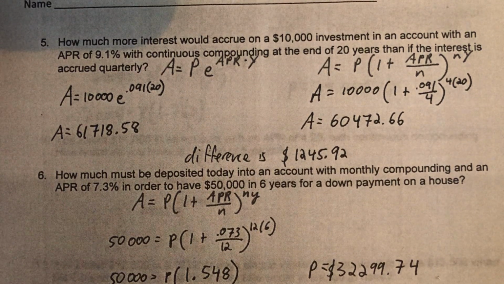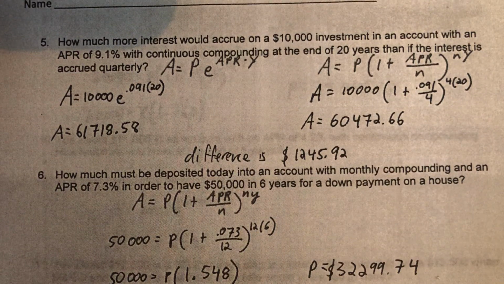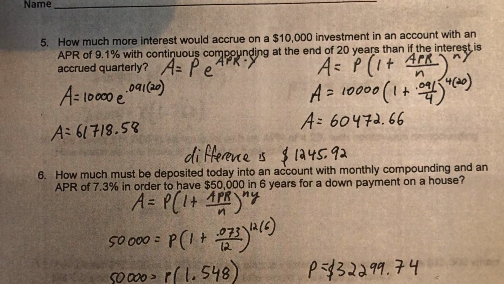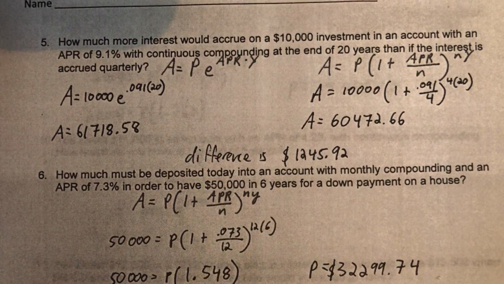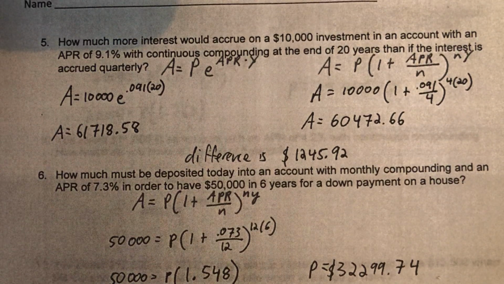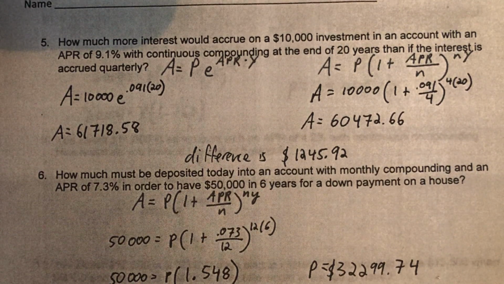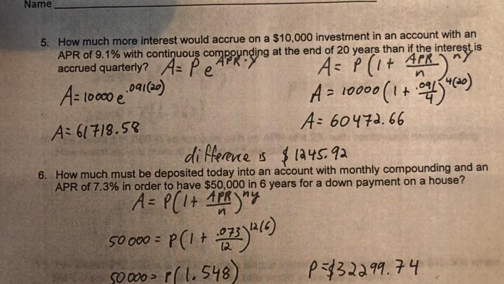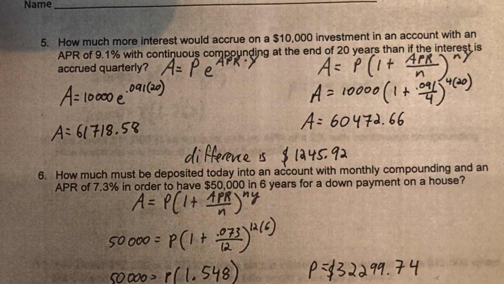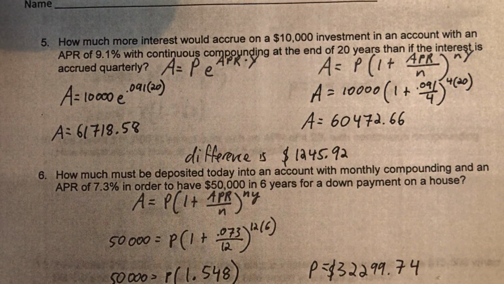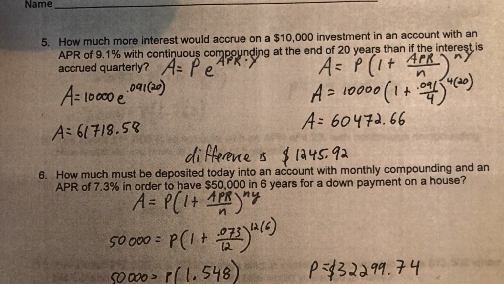If we do quarterly, a quarterly or compounded something other than annual, it's principal parentheses 1 plus the APR divided by the number of times it's compounded. Quarterly would be 4, raised to 4 times 20. So everything can go in the calculator. Keep track of your parentheses. If you want to make 4 times 20, 80, and just plug 80 in, you can do that. And quarterly would get you $60,472.66. Okay, so the difference between compounded continuously and compounded quarterly is $1,245.92. Remember, the more often it's compounded, the more interest is accrued. So that's good if you are investing. That is bad if you are paying the bills.